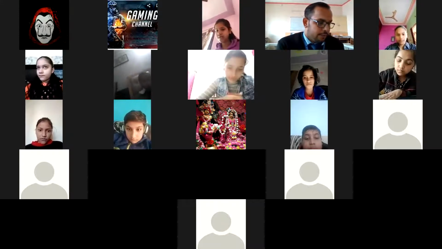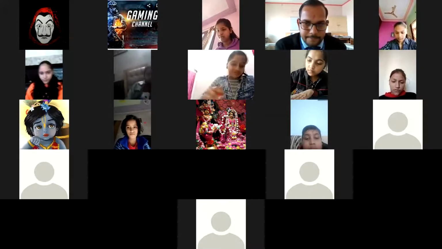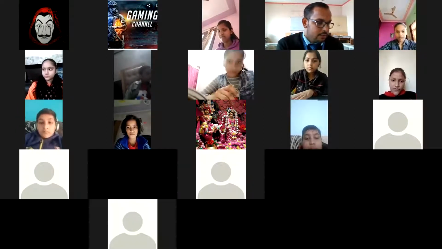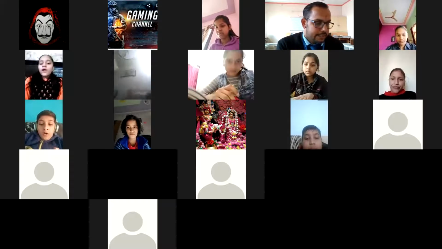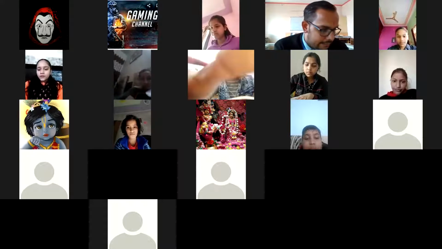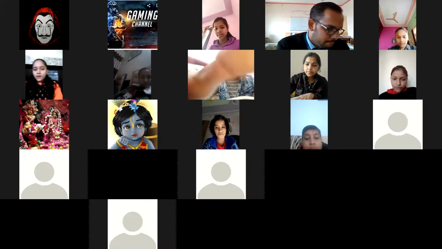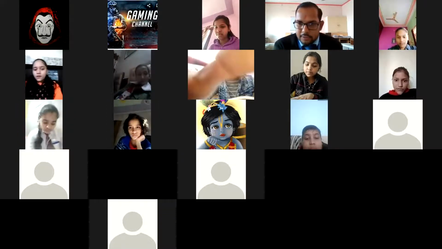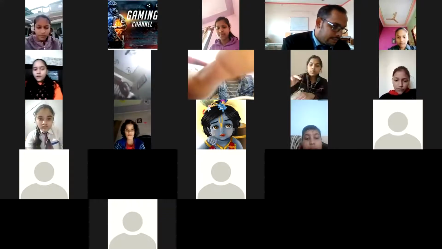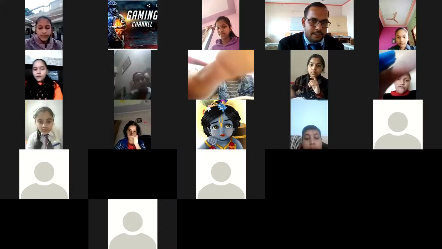Next: which of the following separates a piece of text from the rest of the text? First option is block quote, second is caption, third is tags, fourth one is head tag. So which answer is correct? Very good, Shreya. Kajal also has given the answer. Harshdeep, very good. The answer is block quote. So the first one is correct.